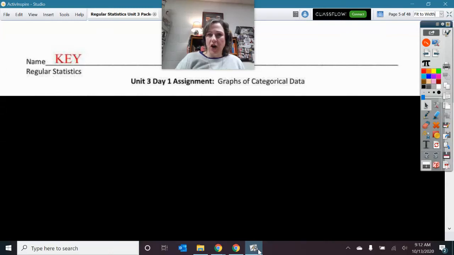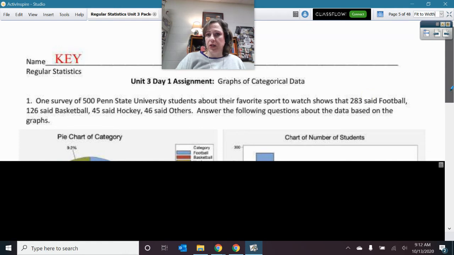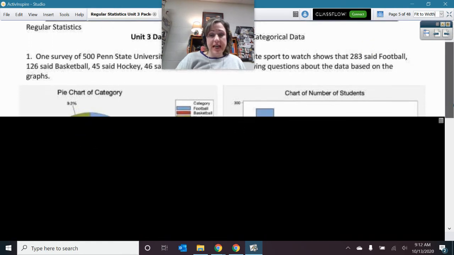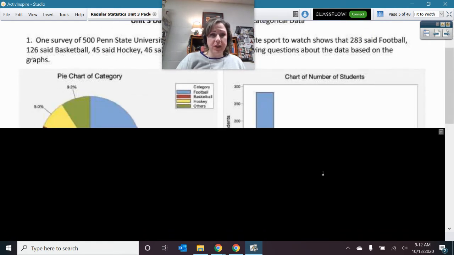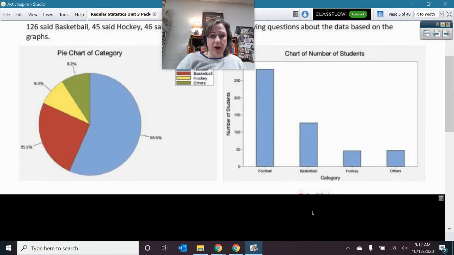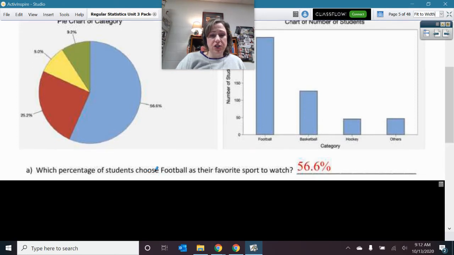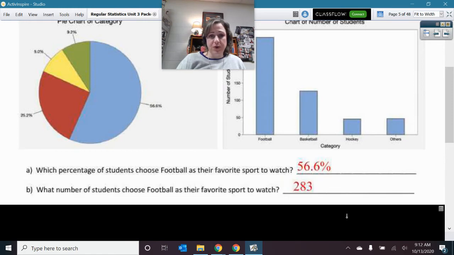All right, guys, let's go over our first assignment that we had about categorical data. In our first problem, we were looking at two different charts that had the same information. One was a pie chart and one was a bar chart. Remember, the bar charts have spaces here. Questions were asked, such as what percentage of the students choose football as their favorite sport? We can see that's here, and that's the 56.6%.